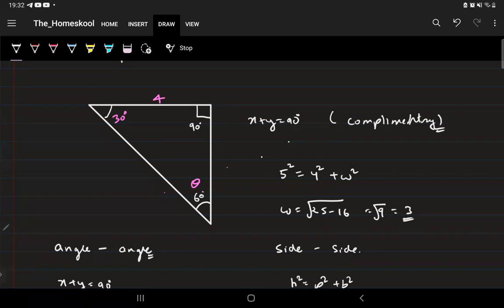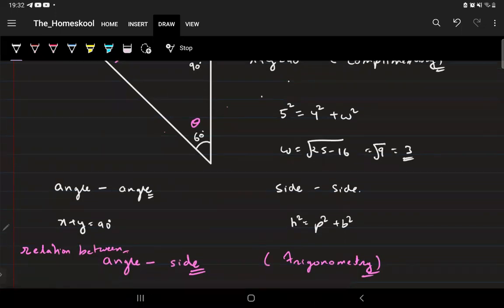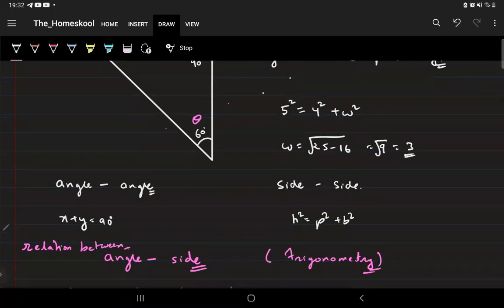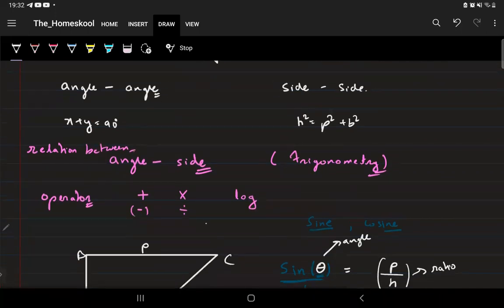Right. So what does this function tell us? If I say that one of the sides is 4 and the angle is given, I have to relate the angle with this side. This can be done by some special functions. These special functions are called trigonometric functions, right?